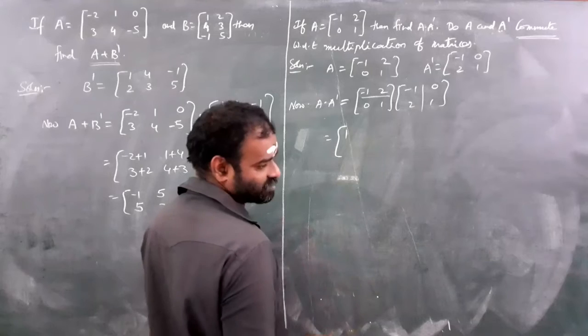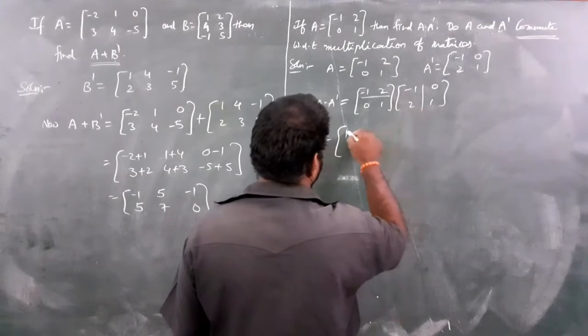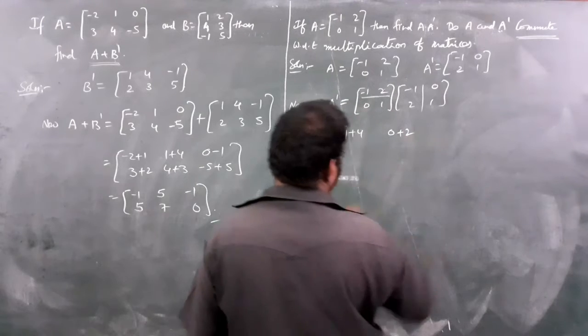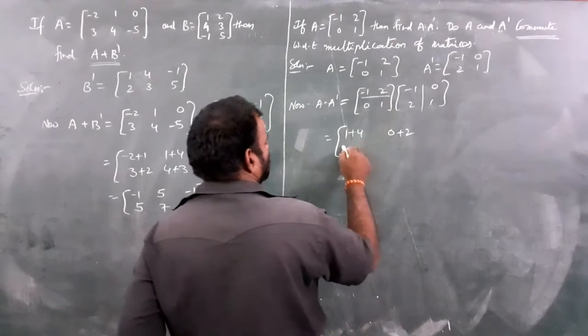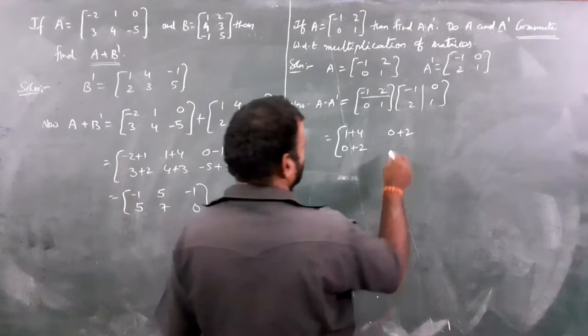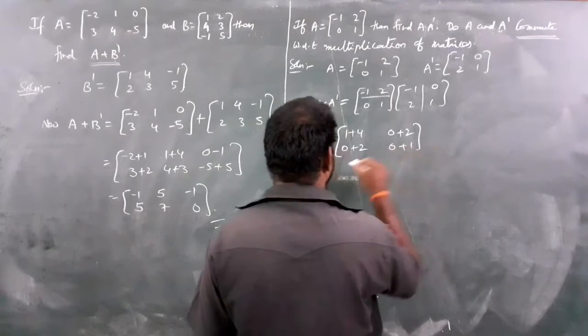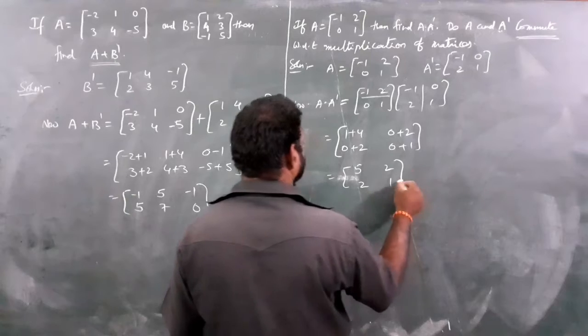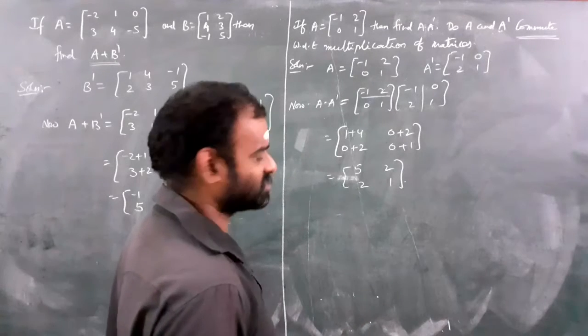Minus 1 into minus 1, 1, plus 2 into 2, 4. Again minus 1 into 0, 0, plus 2 into 1, 2. Again 0 into minus 1, 0, plus 1 into 2, 2. Again 0 plus 1. So we get 5, 2, 2, 1. This is A into A dash.